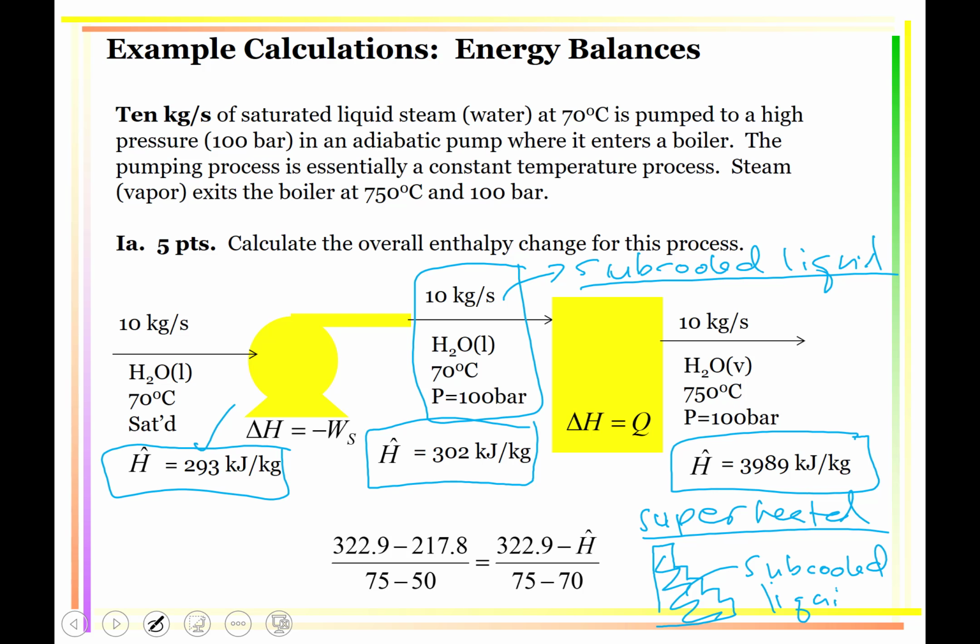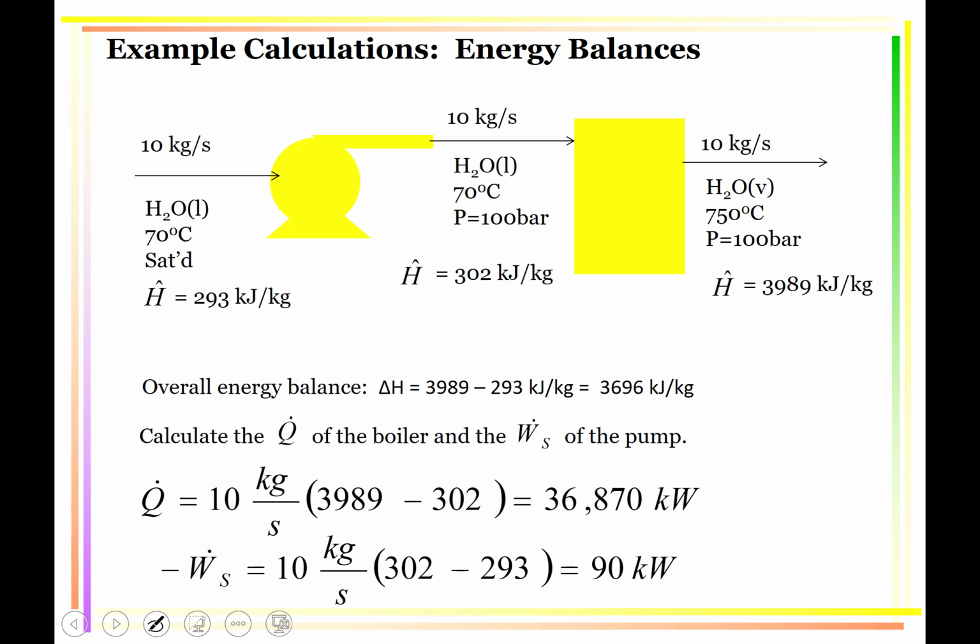So we find the data for the H values, and then we can do an overall energy balance, which would be the final minus the initial, and we can also calculate the individual heat of the boiler and the shaft work of the pump. And you can try these out for yourself. You will find that the heat of the boiler is 36,870 kilowatts, and the shaft work is 90 kilowatts.